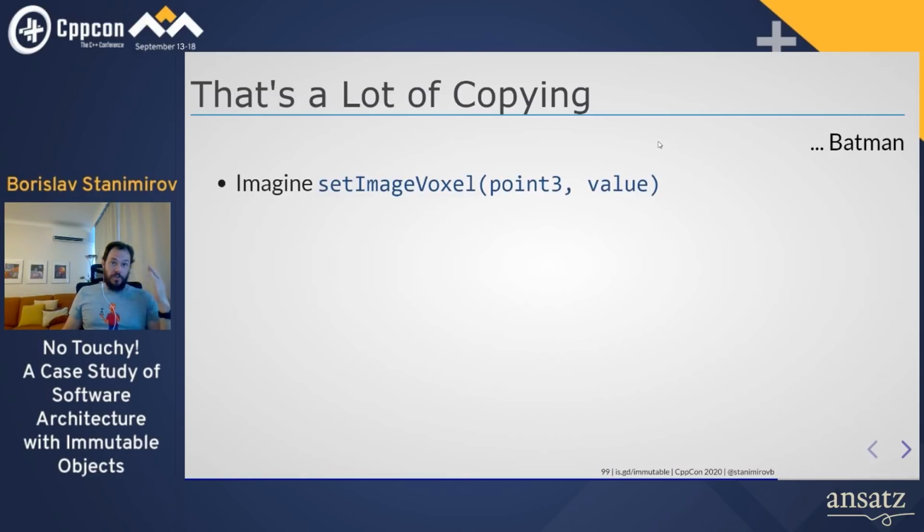But that's also a lot of copying here, isn't it? Like, imagine the function set image voxel. As I said, an MRI scan of the patient is a 3D image which can be tens of megabytes big. Do we want to copy tens of megabytes of the image just to set a single voxel?